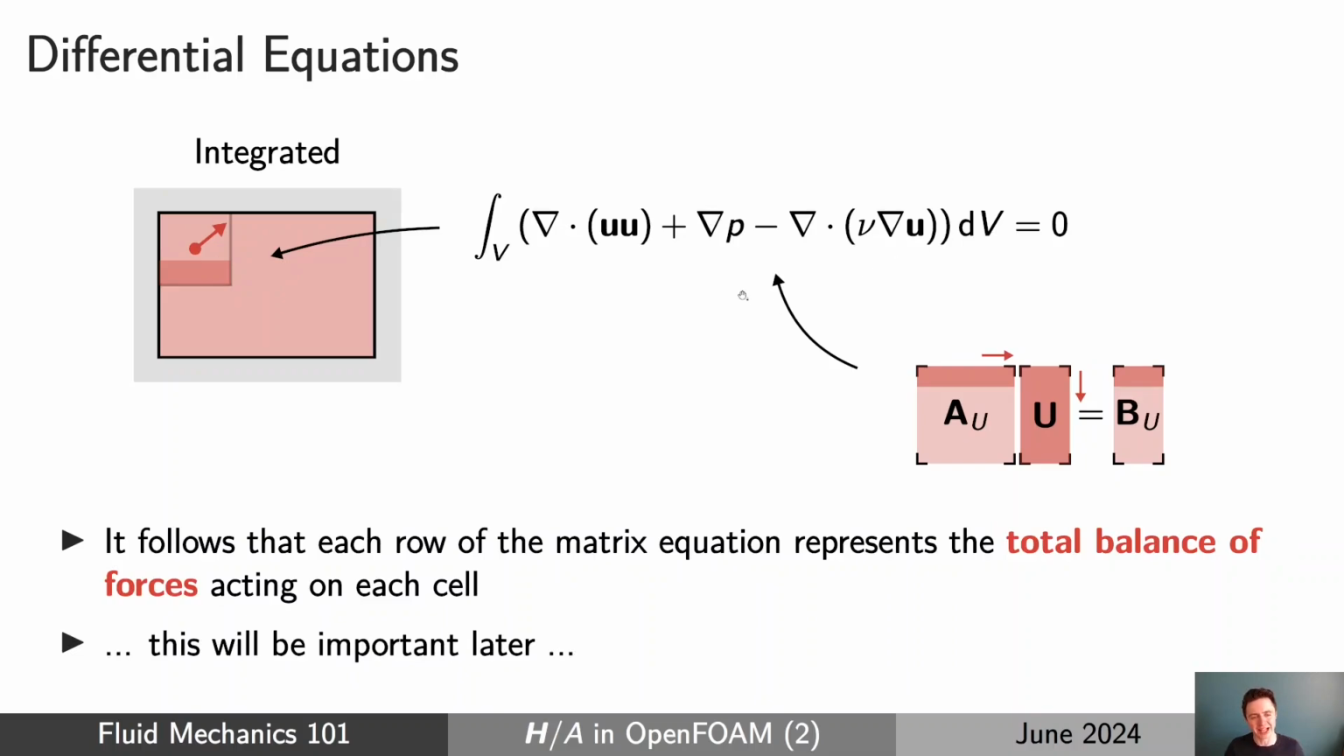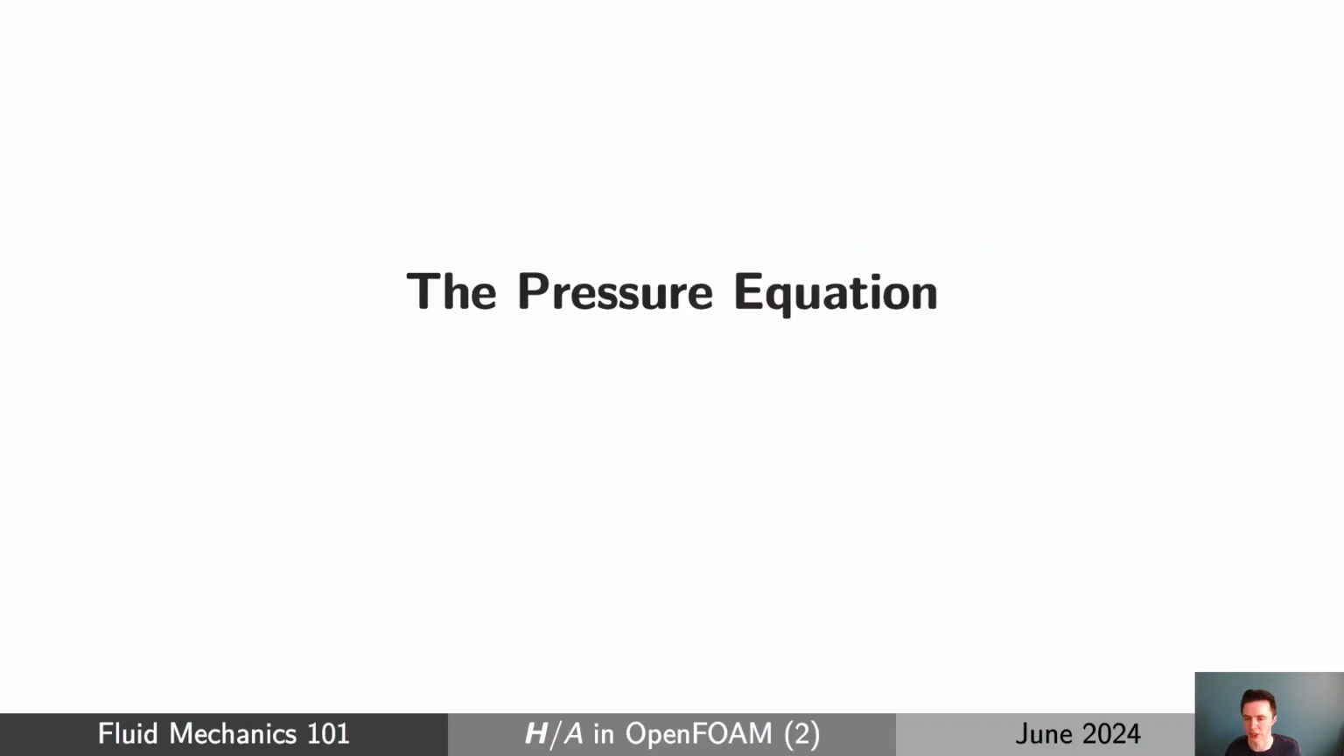And the implication of this understanding is that each row in the matrix equation represents the total balance of forces acting on an individual cell in the mesh. So row 1, for example, represents the total balance of forces acting on cell 1. Row 2, multiplied by the column vector u, of course, will represent the total balance of forces acting on cell 2, and so on. And this important distinction between what the row in the matrix equation represents and the original differential equation is going to be important for us later when we derive the pressure equation.